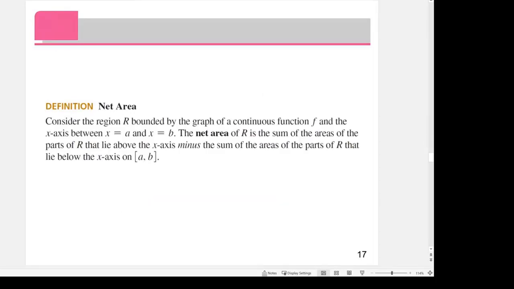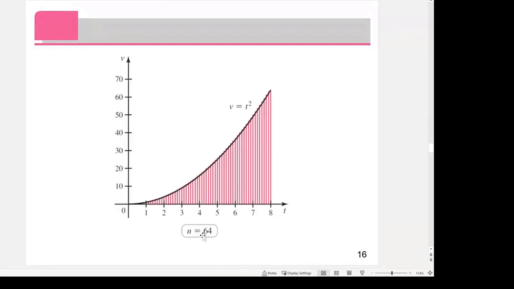Okay, so what would be the best estimate? The bigger n gets, or the more rectangles I'm putting in between here, the closer it gets to the actual area under the curve. And that's really what integration is. So consider we have this region R bounded by the graph of a continuous function f and the x-axis between x equals a and x equals b. I actually have a picture on the next page. Here, I'll just draw this in while I'm writing it.